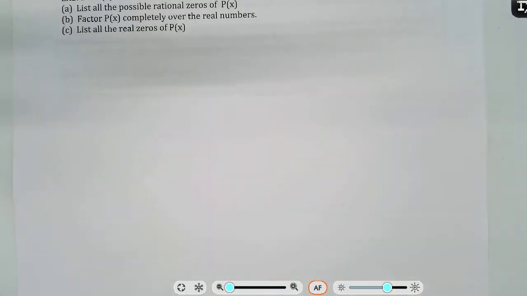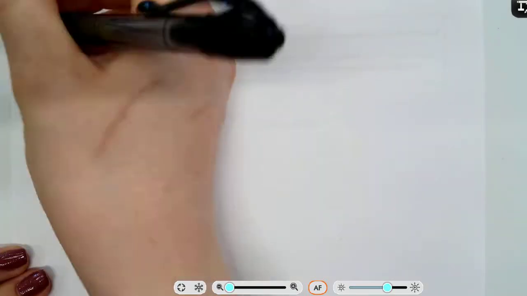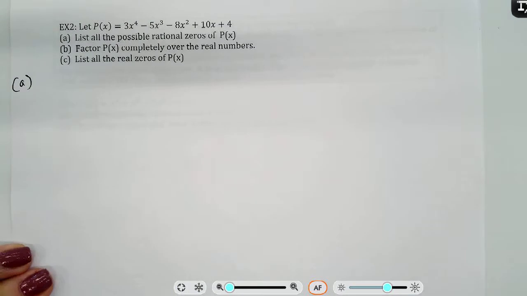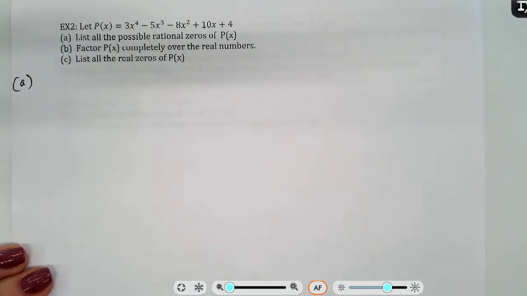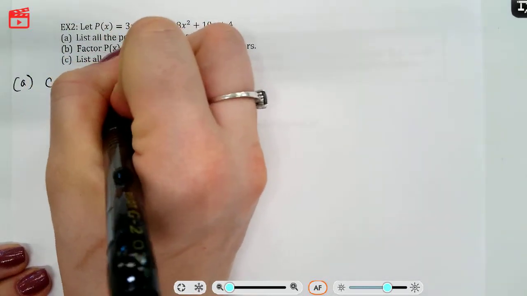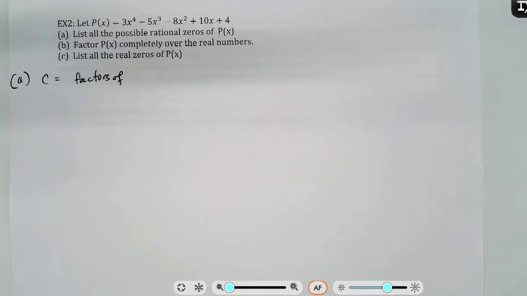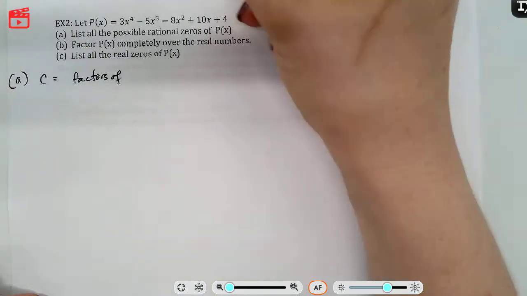All right, example 2. Same thing's going to happen here, but this time it bumped up a little. Part A: go ahead and pause the video and see if you can list all the possible rational zeros. Okay, so let's see. C is going to be factors of 4.